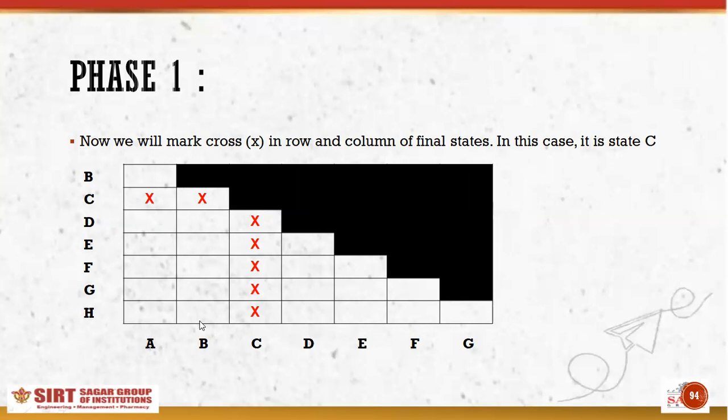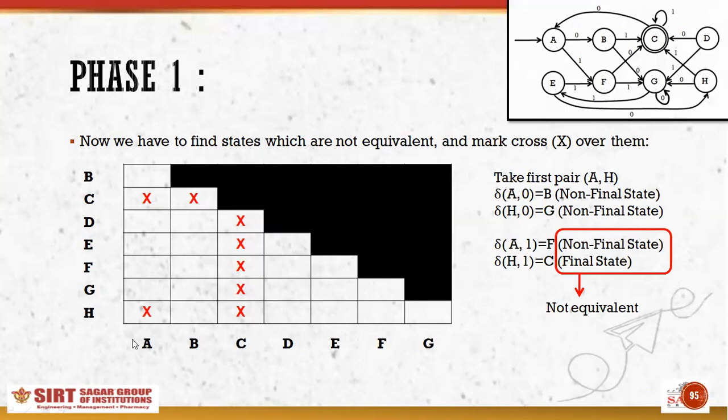In the second step, the same will be repeated for the B column, then D, then E, then F, and then G. Each and every block will be checked by this method. Now, how will it be checked and what is the criterion for marking a cross symbol here? Let us take the first pair here, that is AH.